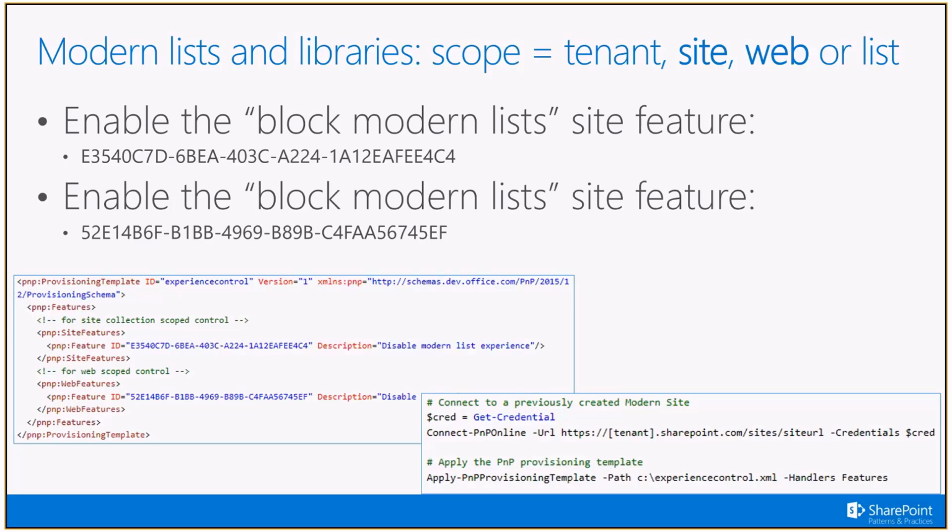Fairly easy. If you're into PnP, you write a little bit of PnP provisioning XML, and this sample is showing you how to add both the site feature and the web feature. Obviously, you would have to choose one of them typically, and then you use PnP PowerShell. You get your credentials, connect to the site, and apply the template.